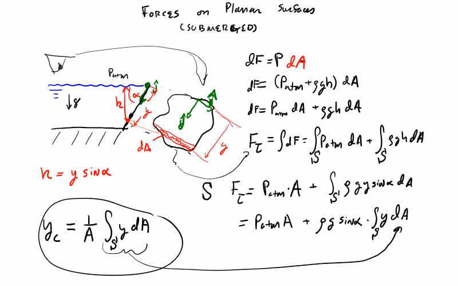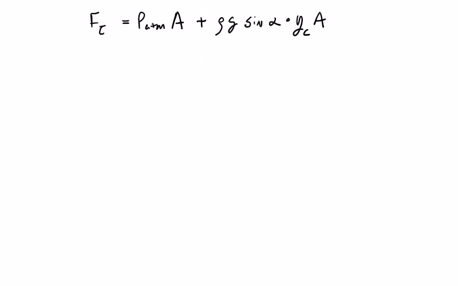Typically, if I come back to my picture here, maybe the centroid is located right there. And so this position here is my y of the centroid. It's the position of the centroid, and it's defined by that integral. And you guys should know what a centroid is. Okay? So I can now say the force total equals PATM plus rho g y centroid sine alpha times the area of my shape.